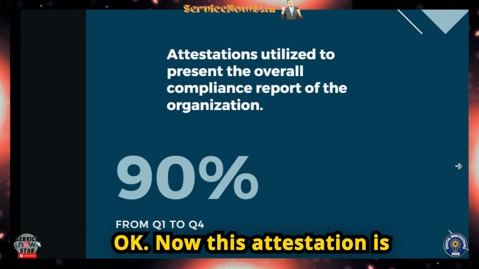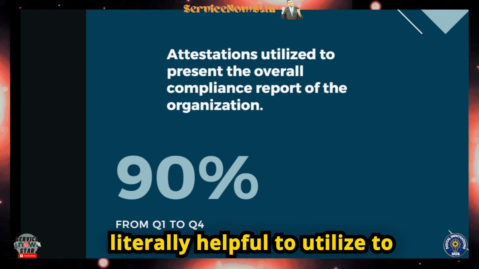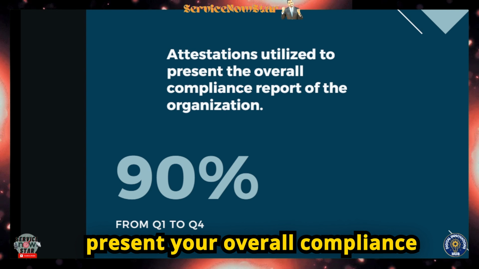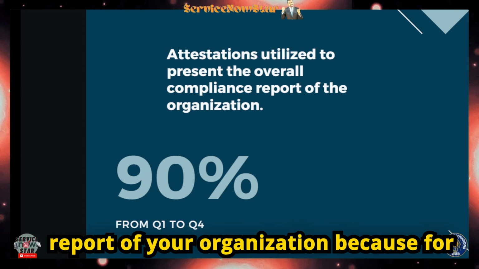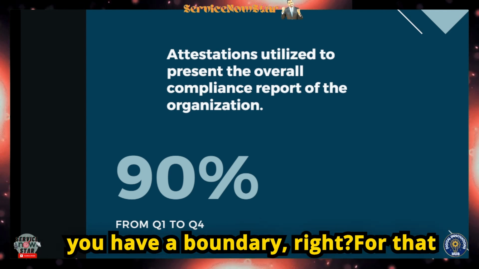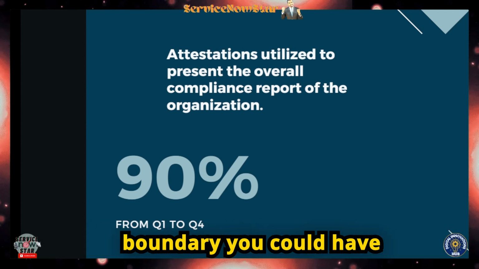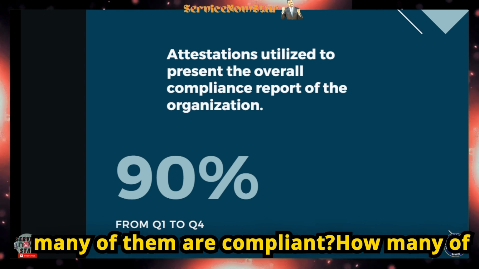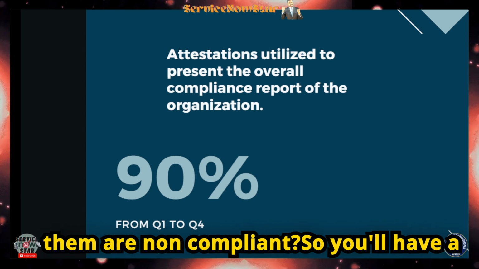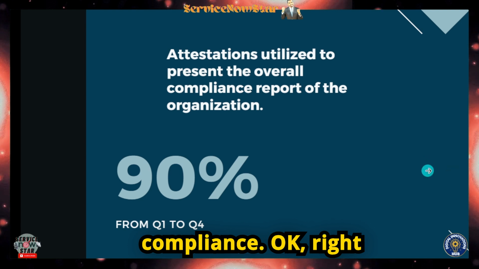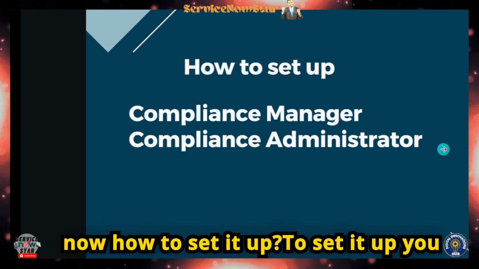Now this attestation is helpful to present the overall compliance report of your organization, because for a given authorization package, you have a boundary. For that boundary you could have controls. Now on those controls, how many of them are compliant, and how many are non-compliant? So you'll have a percentage of overall compliance.